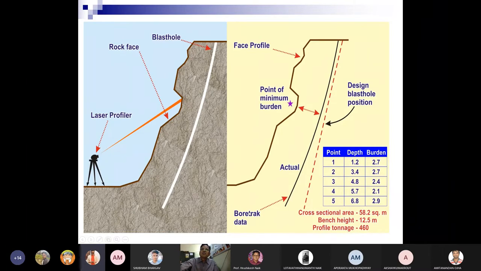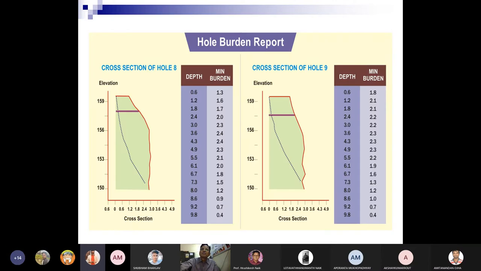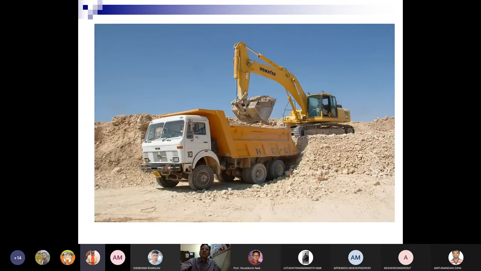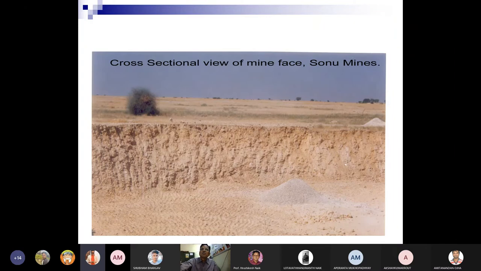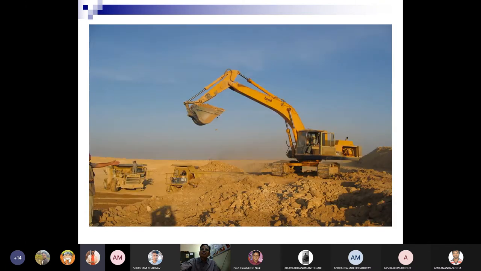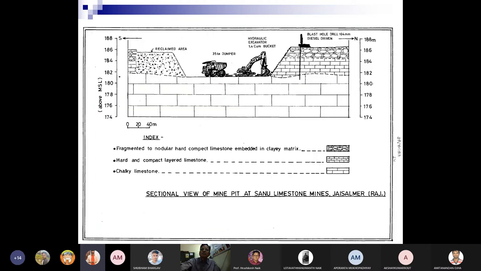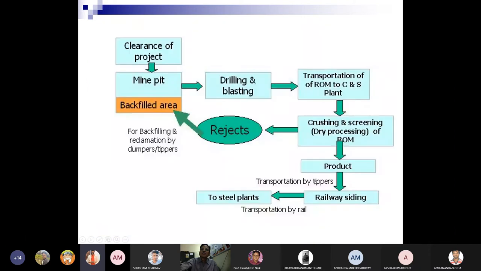So this is the blast hole drilling, coal burden report, borehole plot, cross-sectional view of mine, drill machine, and this is the crusher where the material is crushed.